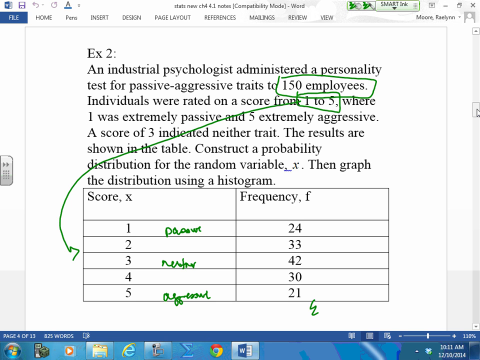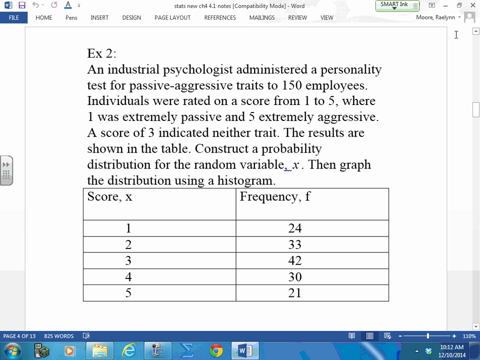What should this frequency add up to? 150. Good, because we surveyed 150 employees. We wanted to see, are they passive, are they aggressive, and where do they fall on our scale? Now, we're going to take this and make a probability distribution for this random variable x. And then we're going to make a graph. It's just a relative frequency graph. All we're finding is your relative frequency. That's your probability. So we're going to take this and put this in a table.